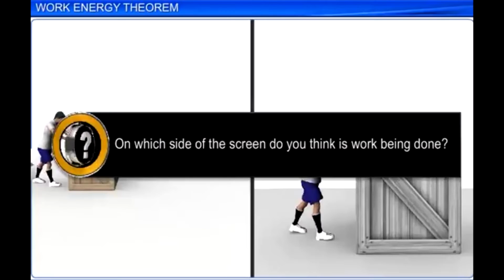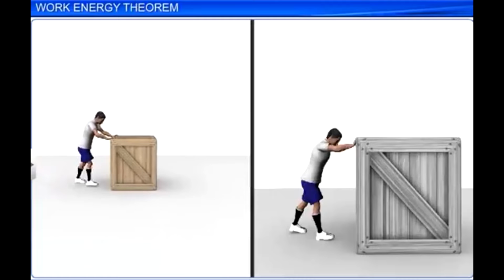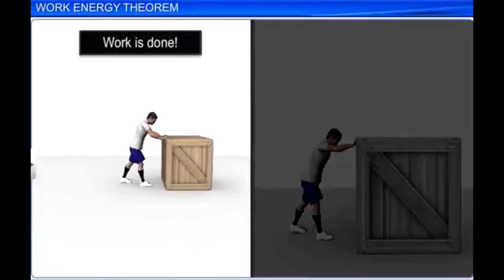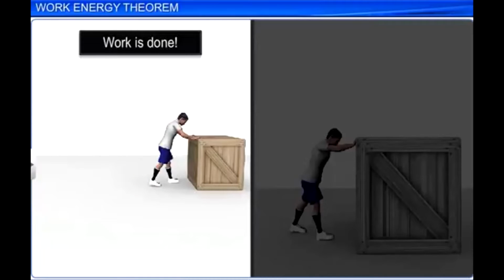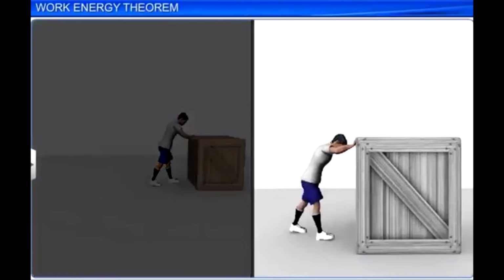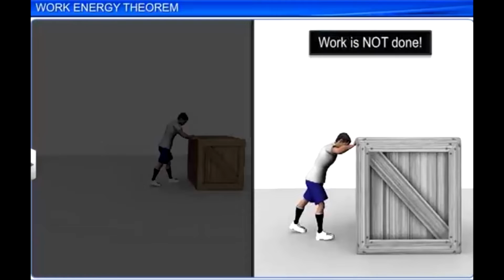On which side of the screen do you think is work being done? Work is being done only on the left side of the screen, where we see that a block is being pushed across the floor. Even though in the second case the wooden crate is being pushed, there is no work being done.